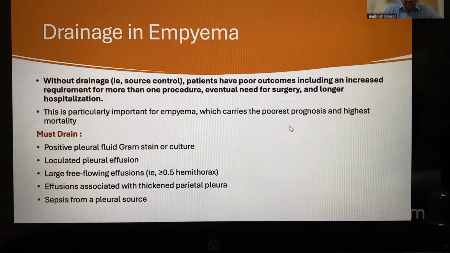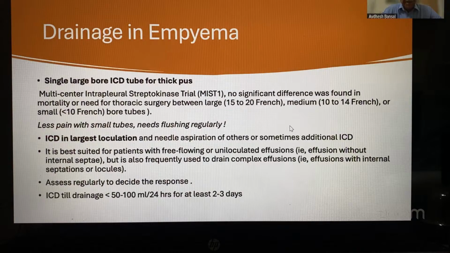So you must drain if you have a positive pleural culture, if you have a loculated pleural effusion, if you have a large free-flowing effusion, which is more than half of the hemithorax, if you have effusion associated with thickened parietal pleura, and if you have sepsis from a pleural source. So you must drain these patients. And how do you drain them?